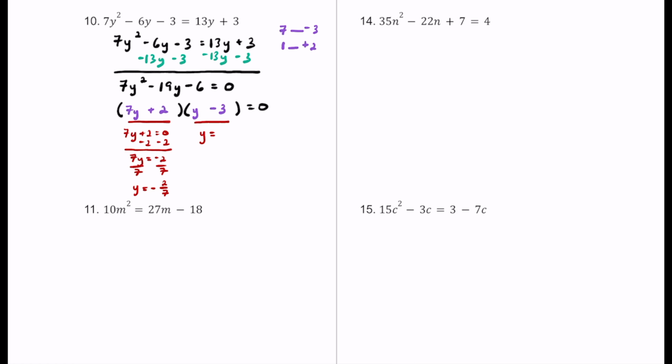For this one, it's a little easier. Y would just be positive 3. So our two solutions here are going to be negative 2/7 comma 0 and 3 comma 0.